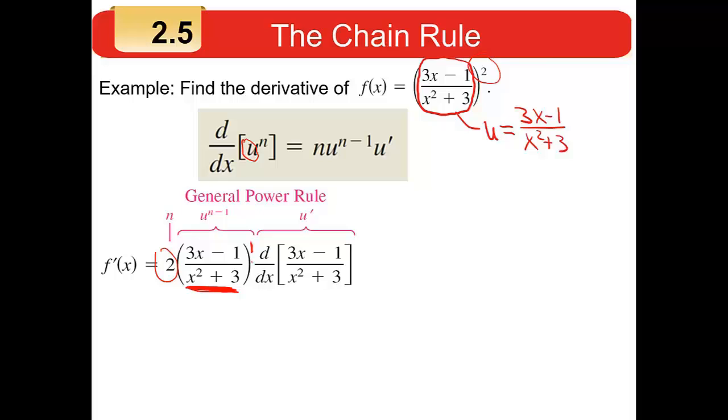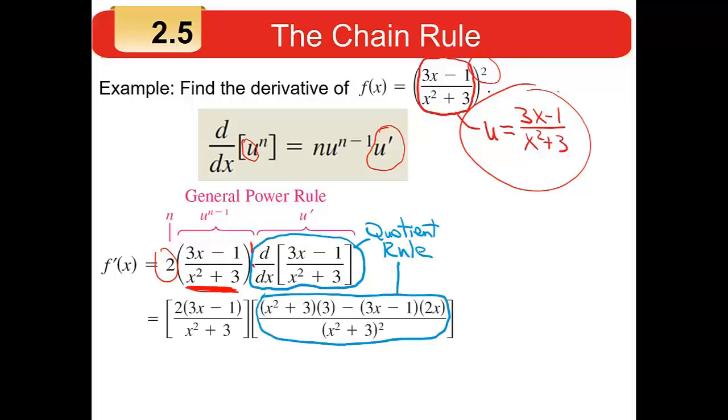But what you can't forget is that you're multiplying now, according to the chain rule, by the derivative of the fraction. Take the derivative of a fraction, that's the quotient rule that we learned earlier. Well, what does the quotient rule say? That's low d high minus high d low over low low.